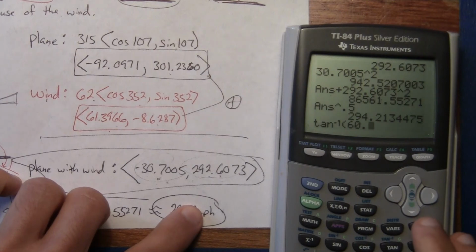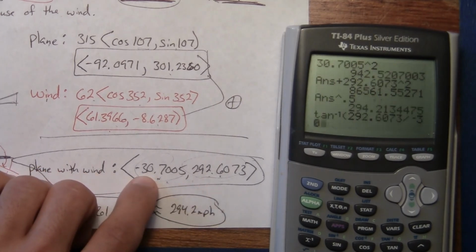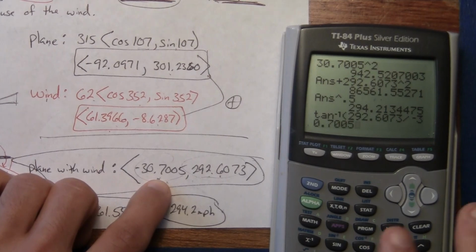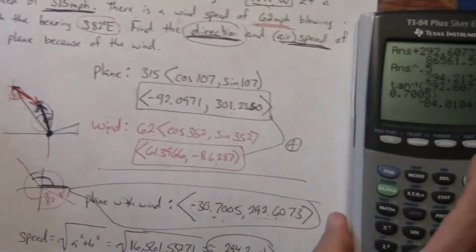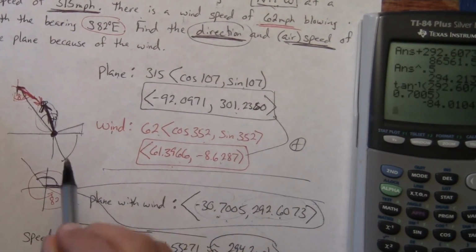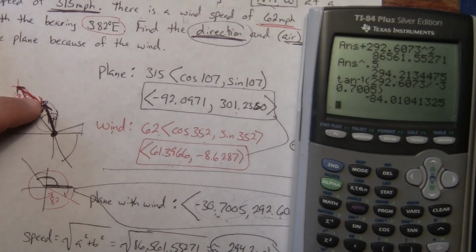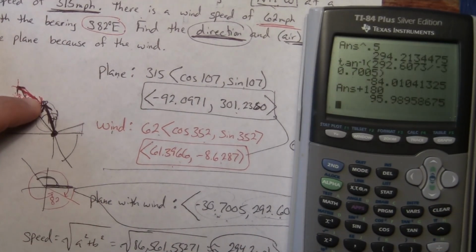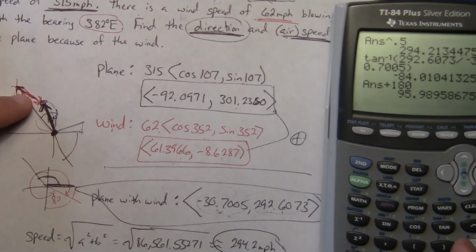So second, tangent inverse of 292.6073 divided by negative 30.7005. Make sure that you do put the negative in there because only one of them is negative. Hit enter. Now remember, it's negative 84 degrees according to your picture. That is this. Negative x, positive y. I know that that's actually not right. I need to add 180 degrees to it. And it's actually 95.98, or let's just round that to 96 degrees.